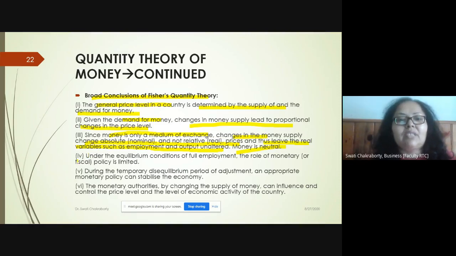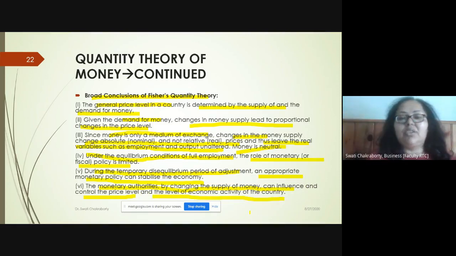Money is neutral. And another condition, in the equilibrium condition of full employment, the role of monetary or fiscal policy is very, very limited. During the temporary disequilibrium period of adjustments, an appropriate monetary policy can help in stabilizing the economy. And the monetary authorities, with the help of changes in the money supply, can influence and control the price level and hence the level of economic activity of the country. They can do it, by changing the money supply.